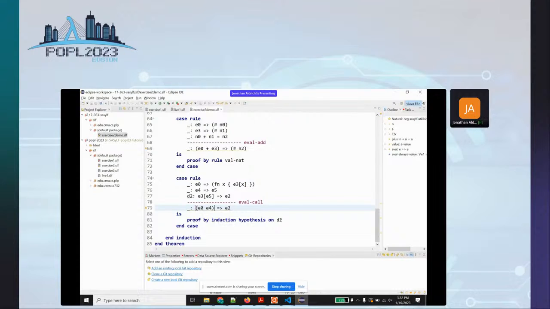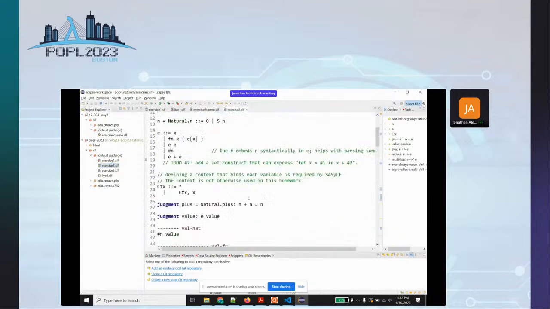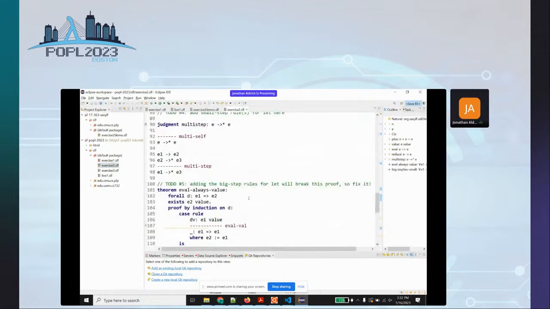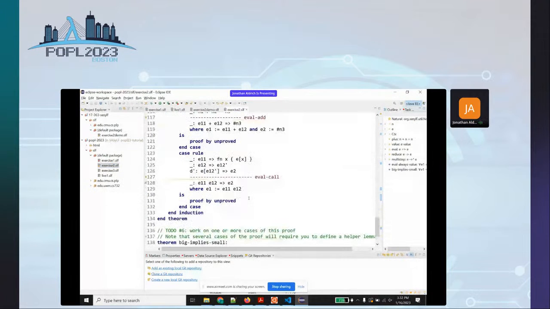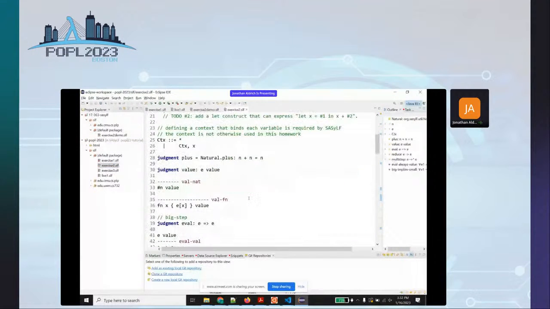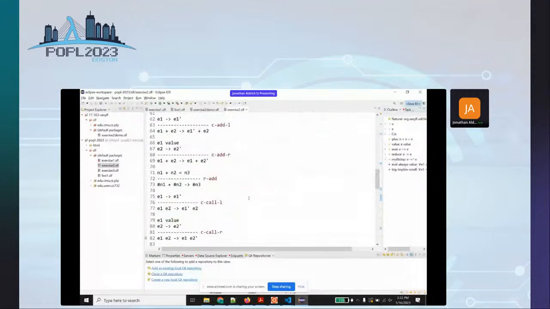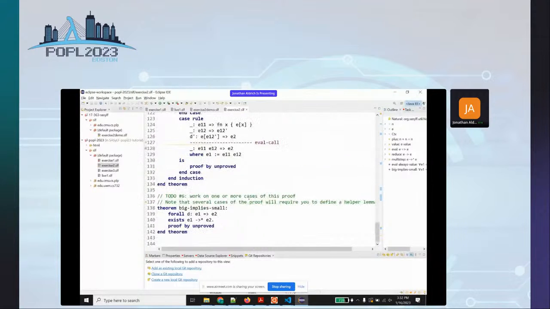Okay, so it's coffee time. I want to leave you here. When we come back, I'll give you some suggestions, but basically what I've done here is just the first part of exercise 2. If you want a head start, there's a couple things you can do, like add a let statement, fix up this proof that we just did, and then there's a proof that relates to small step semantics. So we'll come back and spend maybe a little time on that in the second half.